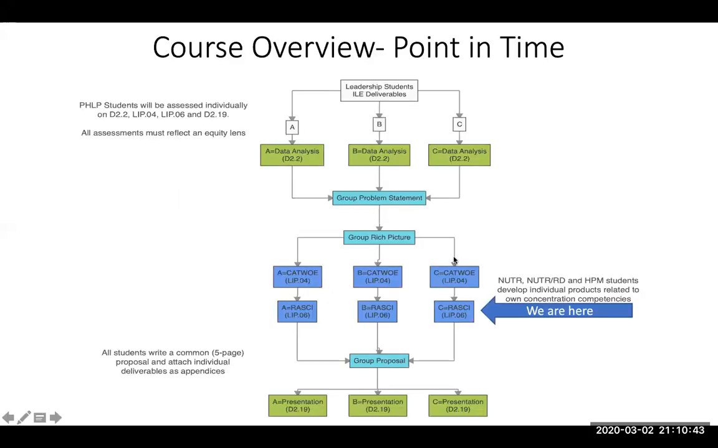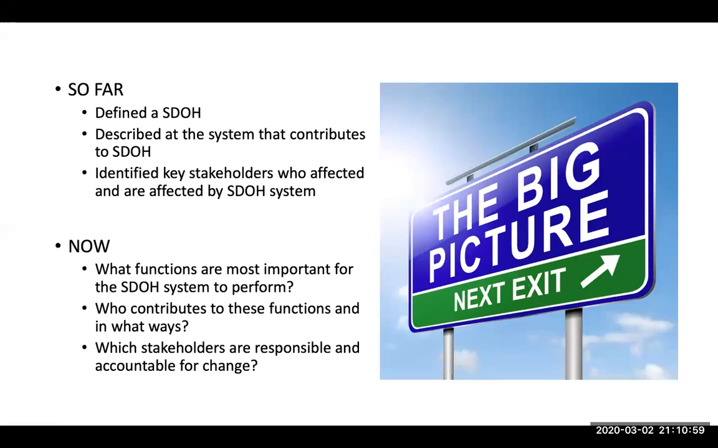In this class, we are now up to what is called the RACI analysis, which is an assessed part of the ILE, and you will complete your RACI both as a group, but then write it up individually. What we've done in this class is to have you define a social determinant of health, and then you have described the system that contributes to that.